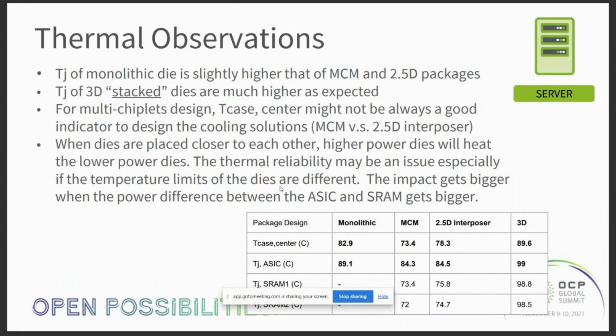So the next step is, besides the junction temperature, we also want to understand how the dies on the MCM module will impact each other. And the fourth bullet, I will share with you in the next slide.